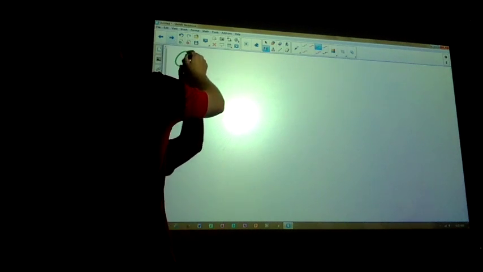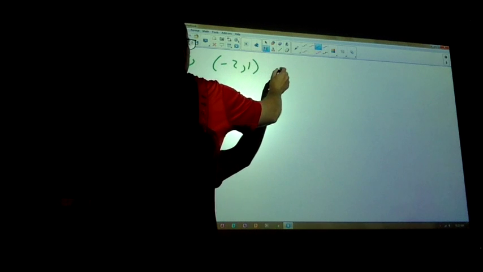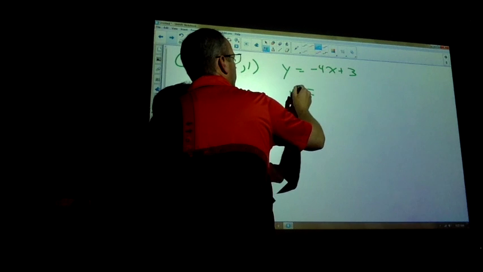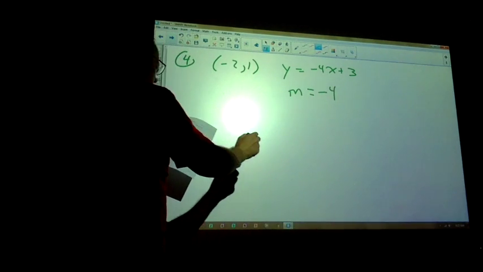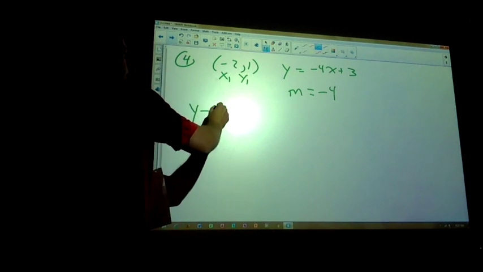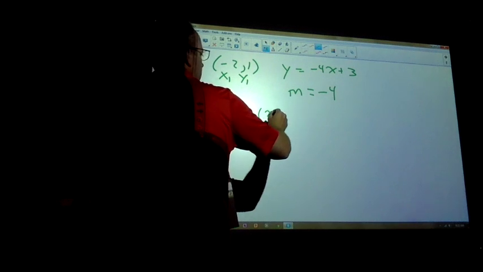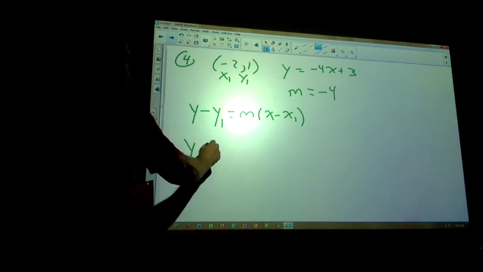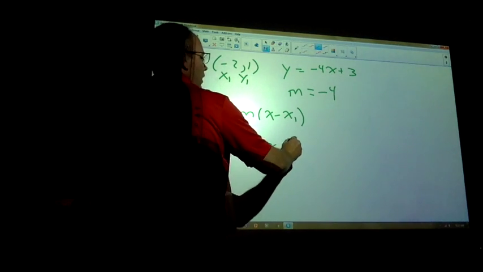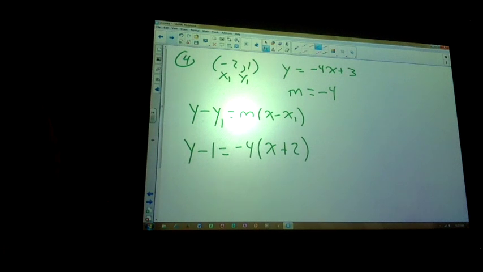Okay, problem number 4. What's the slope of this equation? Negative 4. And then I want to write an equation, so that's x1, y1. I'm going to use my point slope. So I get y minus 1 equals negative 4, x plus 2. Good. Could I have written it minus minus 2? Absolutely. I was just reducing signs. Again, it asks for an equation. If you did minus minus 2, would that be correct? Yeah, I would give that to you.